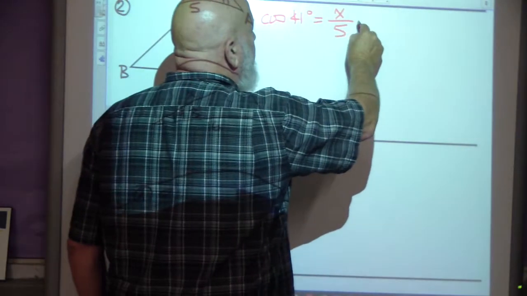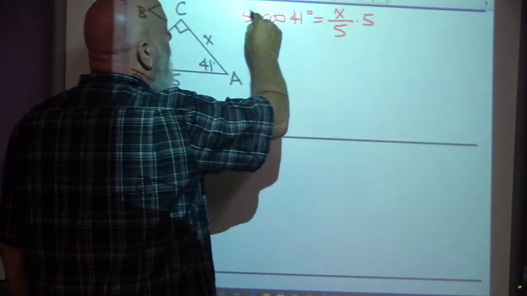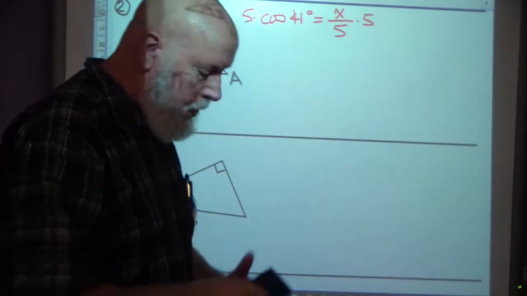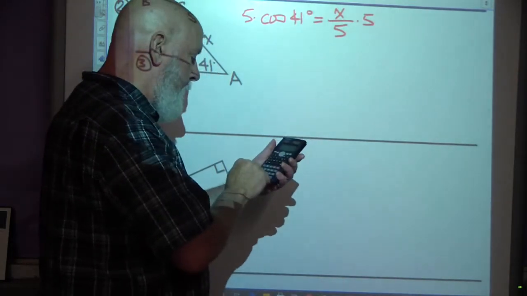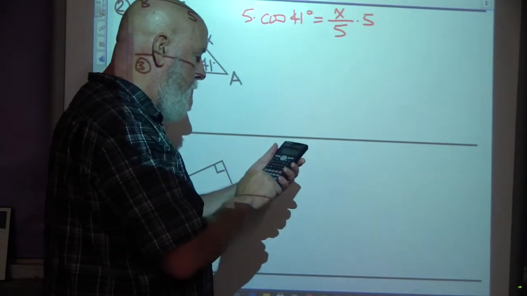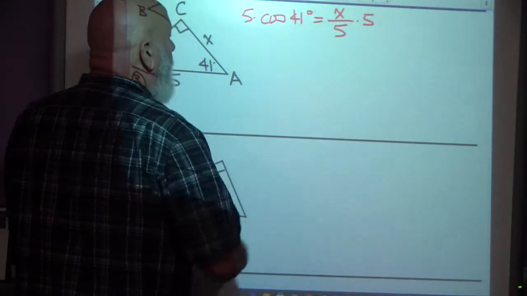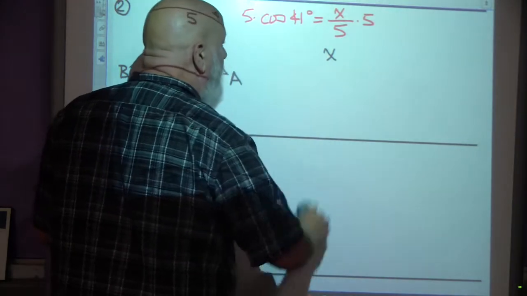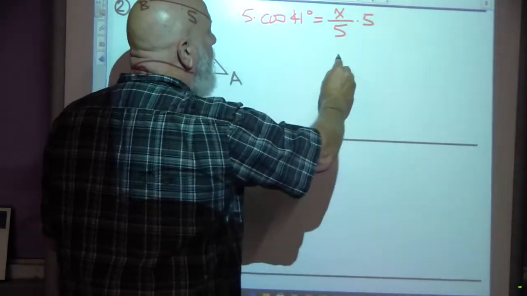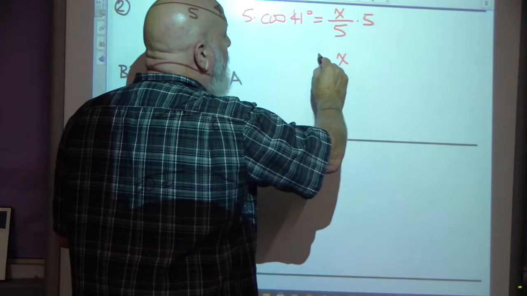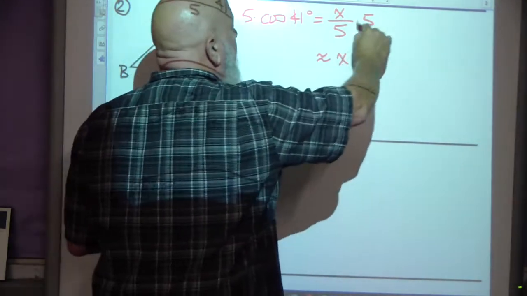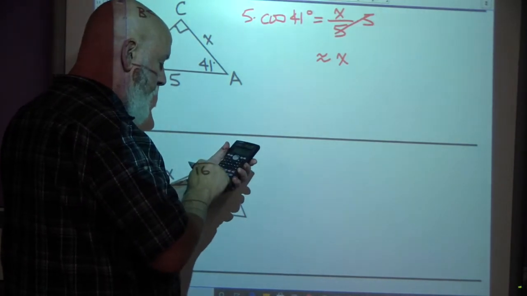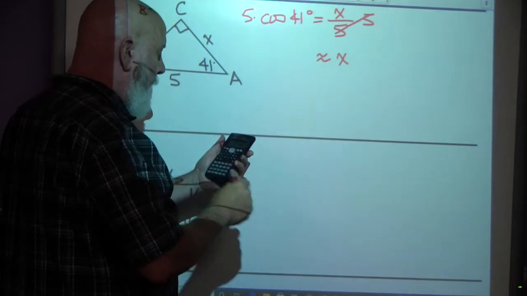So I'm just going to multiply by 5 to get x by itself. And I got 5 cosine 41, and I'm going to round it to the nearest tenth. Cosine 41 equals, and we've got x over here. x is approximately equal to, because these cancel, 5 cosine 41. Enter that again, 5 cosine 41 degrees equals about 3.8.